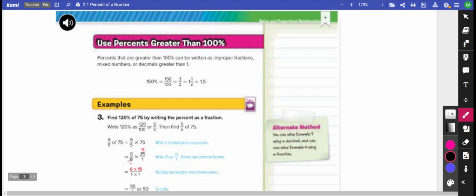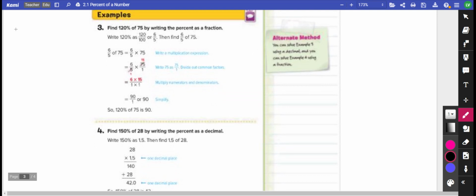So example 3, we're going to find 120% of 75 by writing the percent as a fraction. So I'm going to take 120% and divide that by 100, because 120% out of 100% of 75. So I'm going to divide that by 1. First I'm going to start by reducing my fraction on the left. I'm going to divide that by 10, which leaves me with 12 and 10.